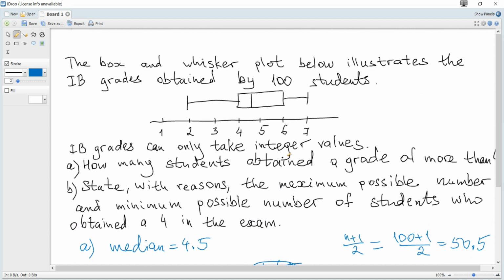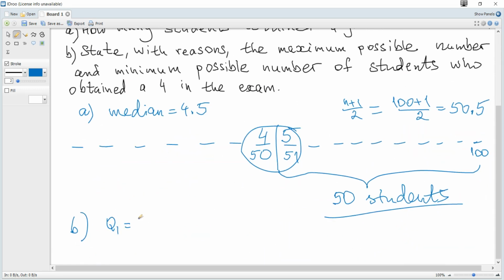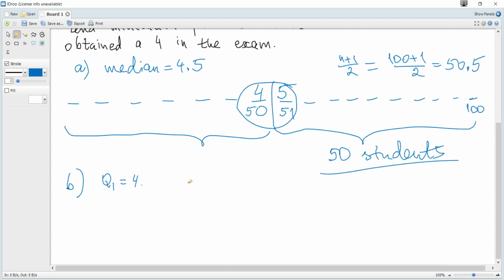Let's consider Q1, which is 4, and how to find the lower quartile. It's actually the median of the left part of this data, and we can again apply the same formula, n plus 1 over 2, but n is 50 now, so it's 50 plus 1 over 2, which is 25.5. So we should consider the value at position number 25 and at position number 26 and take the average. Since it's 4, it must be 4 and 4 because all data is in increasing order.